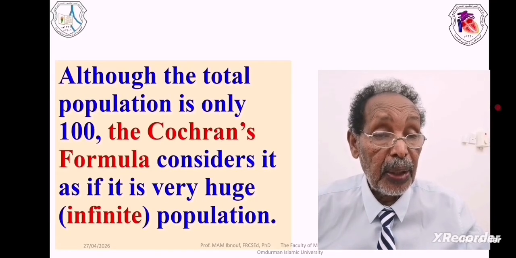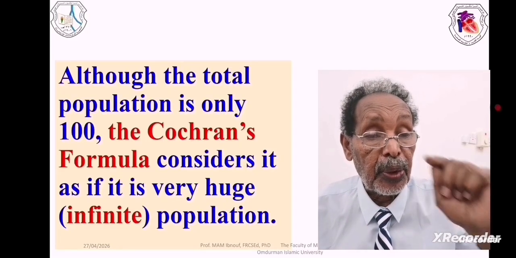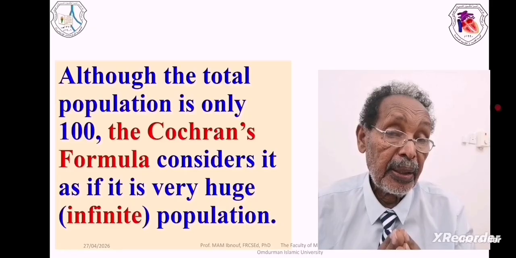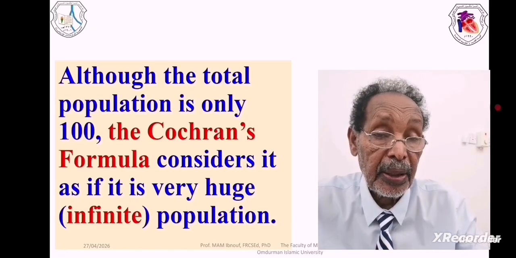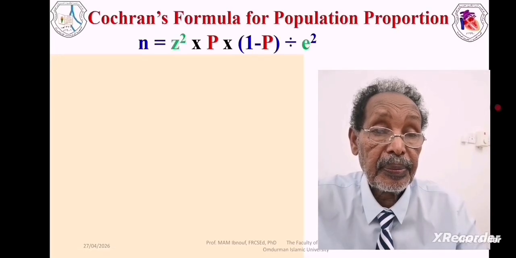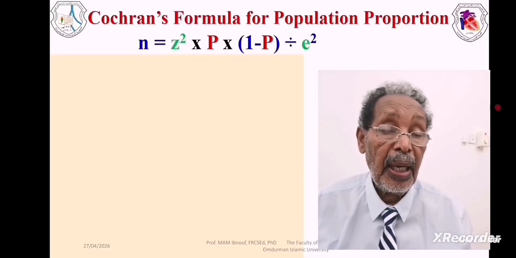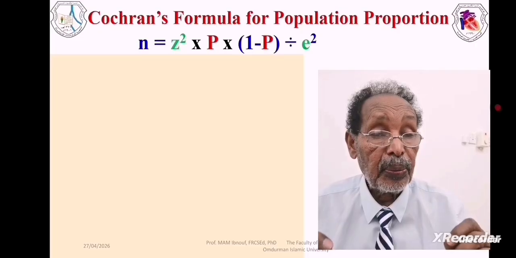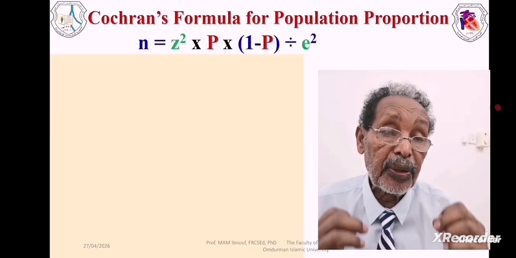In spite of this, we are going to use it, and at the end, we are going to use the 100 to make corrections for this very small number. It is called finite population correction, limited number correction of the population. So this is the formula once again, and we are using the z-value, which indicates we are using our formula with 95% confidence level.